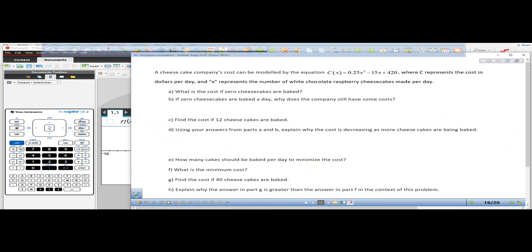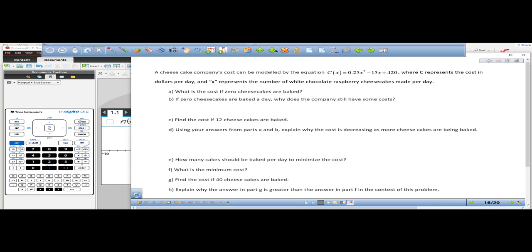All right, so let's take a look at this next example here. It says a cheesecake company's cost can be modeled by the equation. So they give us the equation that represents the cost here, where capital C represents the cost in dollars per day, and x represents the number of white chocolate raspberry cheesecakes made per day. The first thing you always want to do is read the question and understand what the question is about. So what is this question dealing with? It's dealing with cost and how many cheesecakes are made per day.